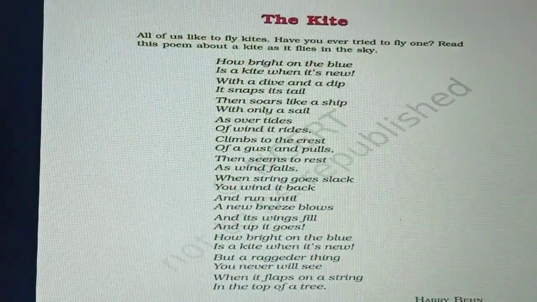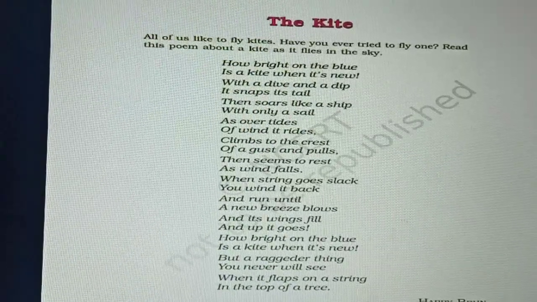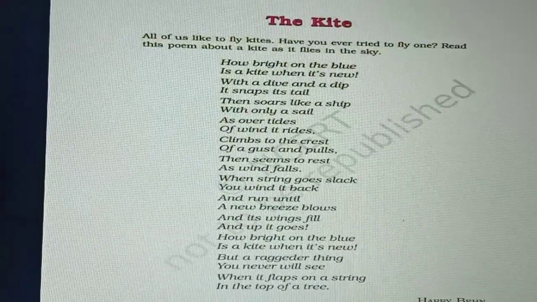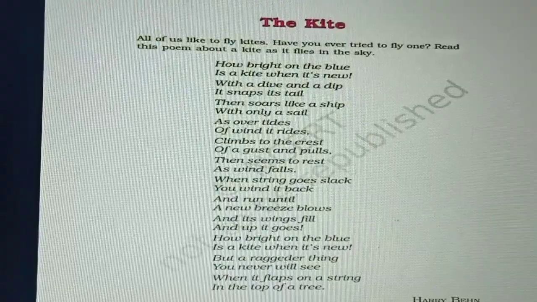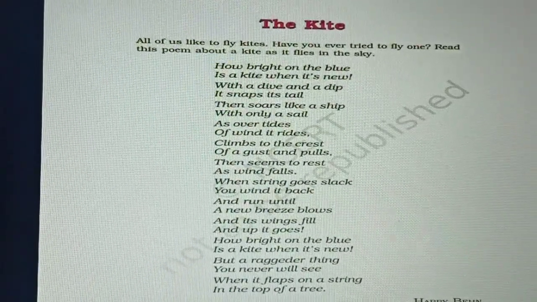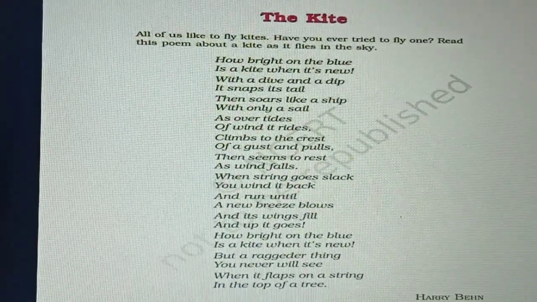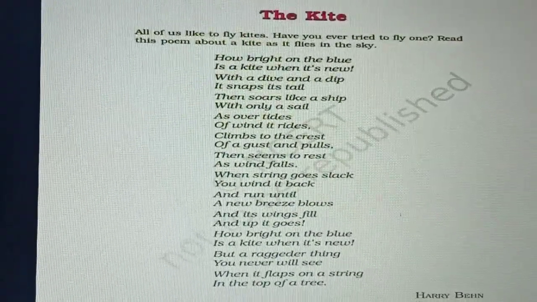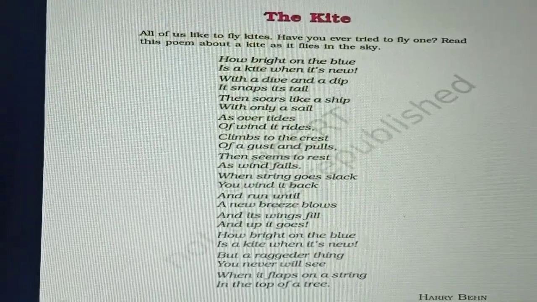So this is your poem, children, The Kite. All of us like to fly kites, isn't it? Have you ever tried to fly one? The poem is about a kite and how it flies in the sky. We all used to fly kites, but do we observe how the kite flies in the sky? This author has observed how the kite flies in the sky. So let us see what all the things the author has observed with the kite.